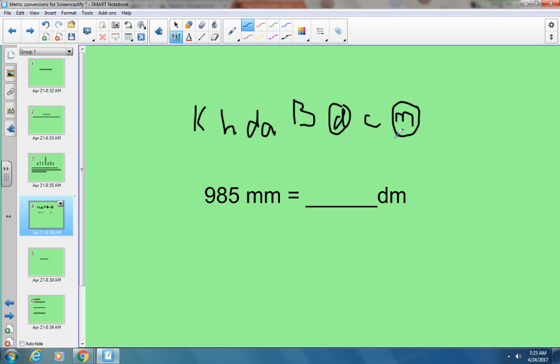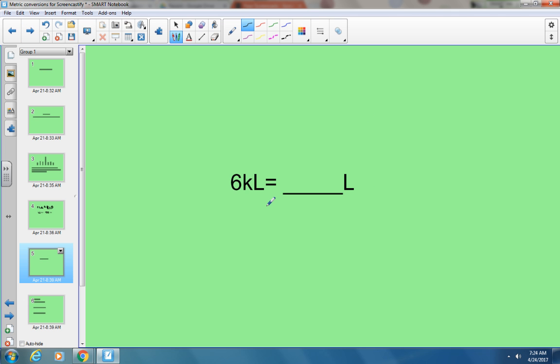All right, I have to move 1, 2 times, and I'm going to the left. So that means my decimal point is always at the end of a whole number. So I'm going 1, 2 times, and I'm going to the left. So that means that my new number is going to be 9 and 85 hundredths. Okay? Let's do this one.